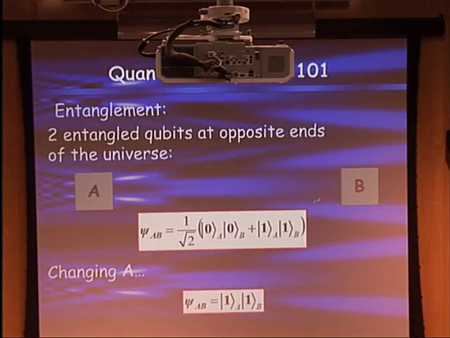Now compare. Before I did this, if I had sent somebody with B to the end of the universe, and they were to make a measurement of B, they might get 0 or 1 out when they do that.